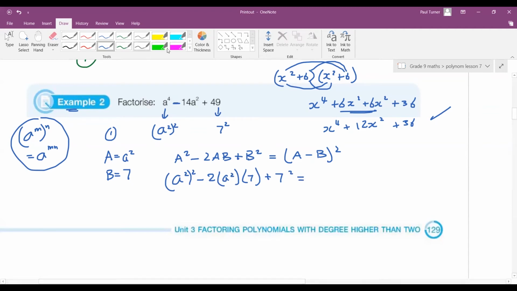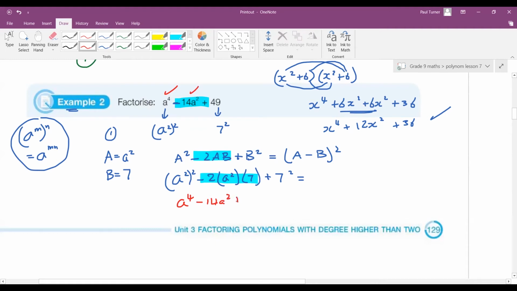Okay, so we need to check that middle term here. That's the one we're worried about. If this is not 14 or minus 14, then we can't write it in this form here. So a squared squared, a4. Let's just check that, a4. That's good. Now this is 2 times 7, which is 14. So minus 14 a squared, that's the same, that's good.